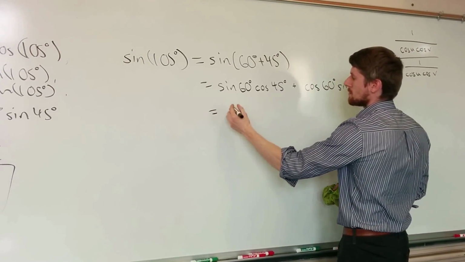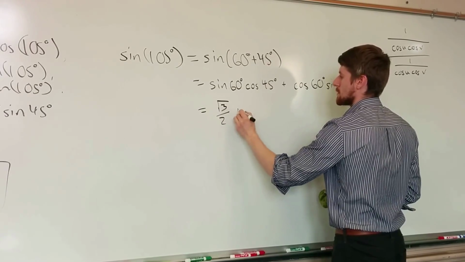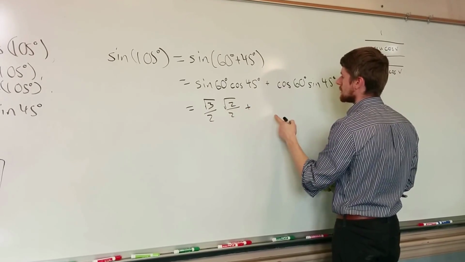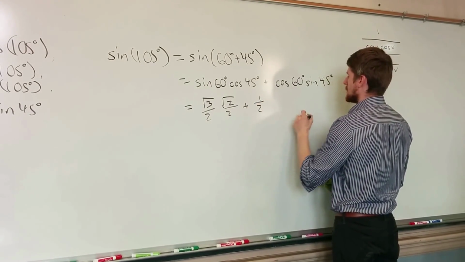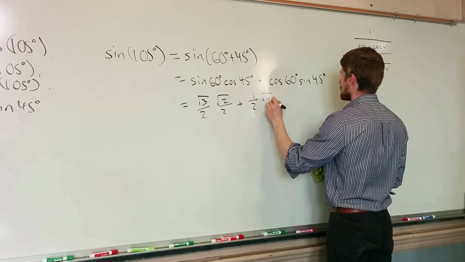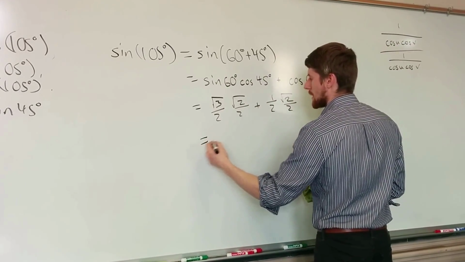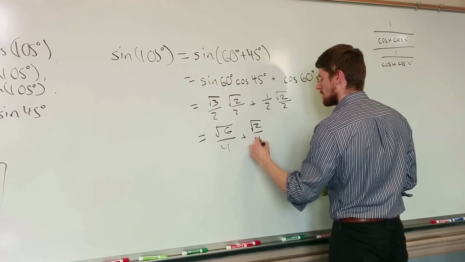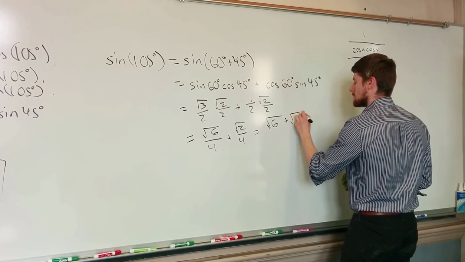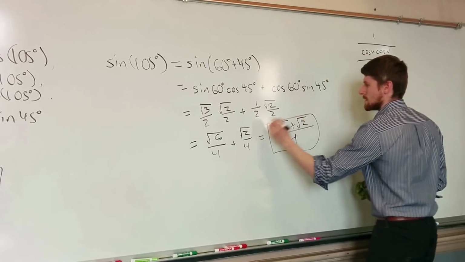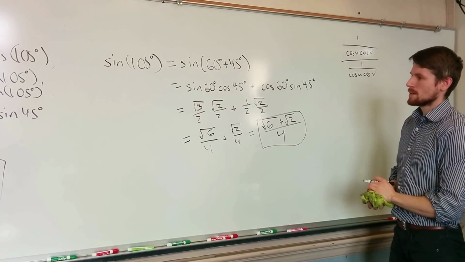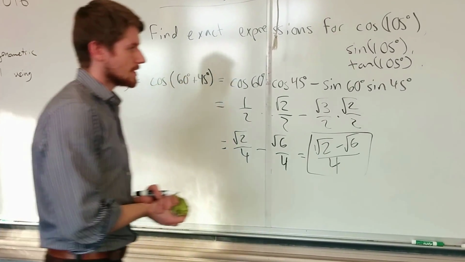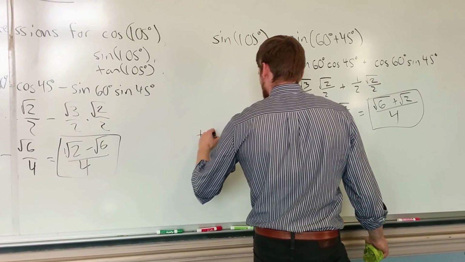Okay, what do we get? Sine of 60 is root 3 over 2. Cosine of 45 is root 2 over 2. Cosine of 60 is 1/2. And sine of 45 is root 2 over 2. So overall, that's root 6 over 4 plus root 2 over 4, which is root 6 plus root 2 over 4. And that's the answer for the sine. Okay. So we know what cosine is, we know what sine is, so we can find out what the tangent is. Tangent of 105.